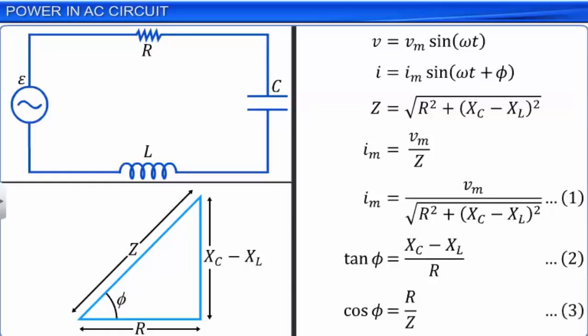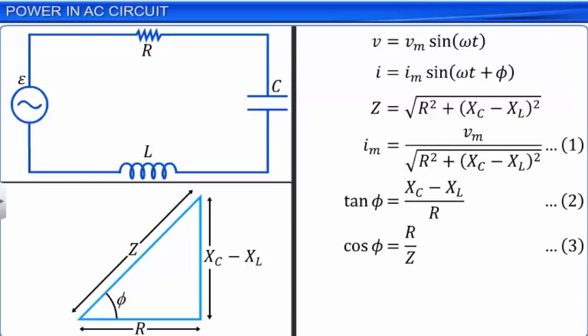We know that the power dissipated in a circuit is the product of the voltage and current in the circuit. Substituting the values of the instantaneous AC voltage V and AC current I, we get the instantaneous power P is equal to V into I, or P is equal to Vm sin omega t into Im sin(omega t plus phi).